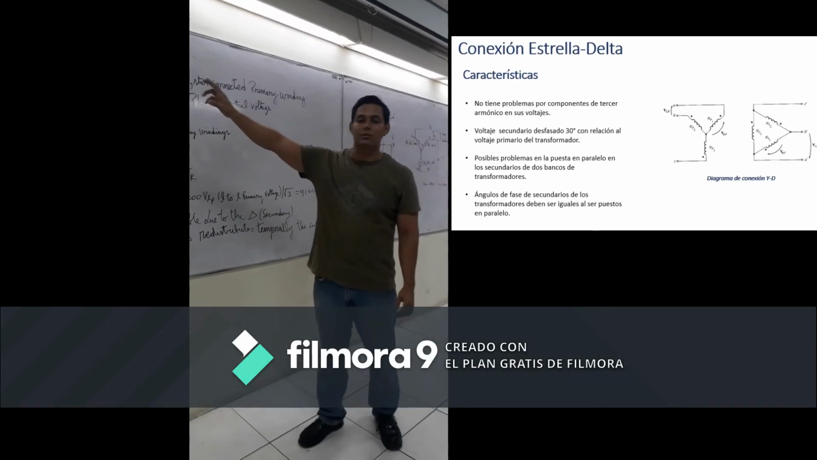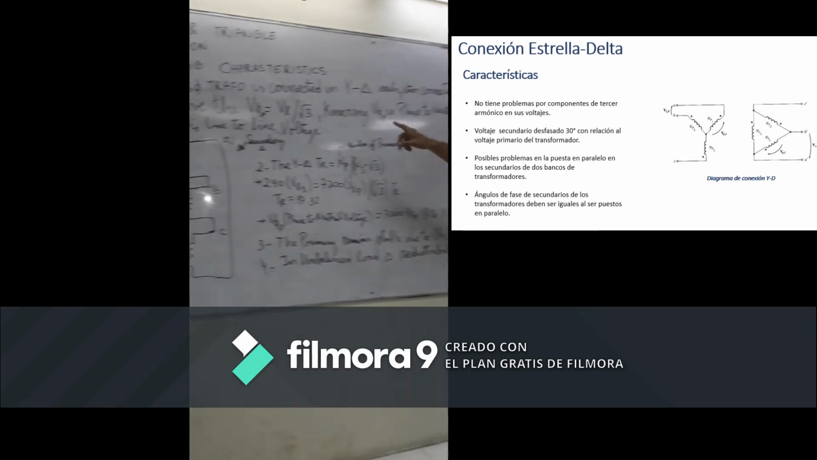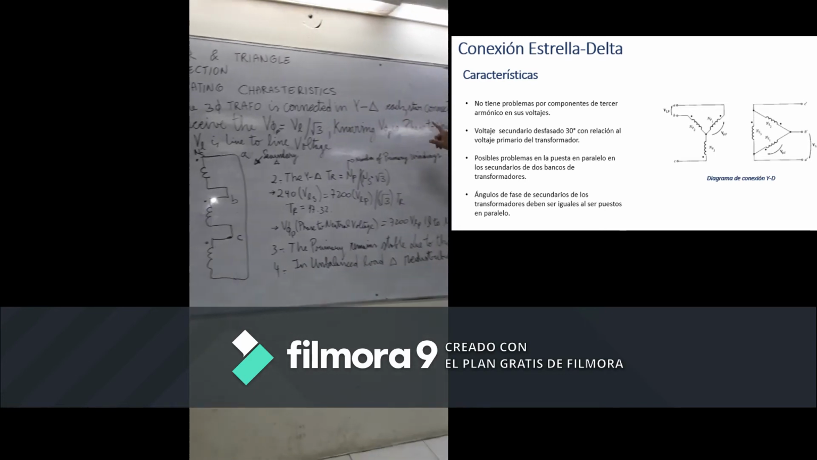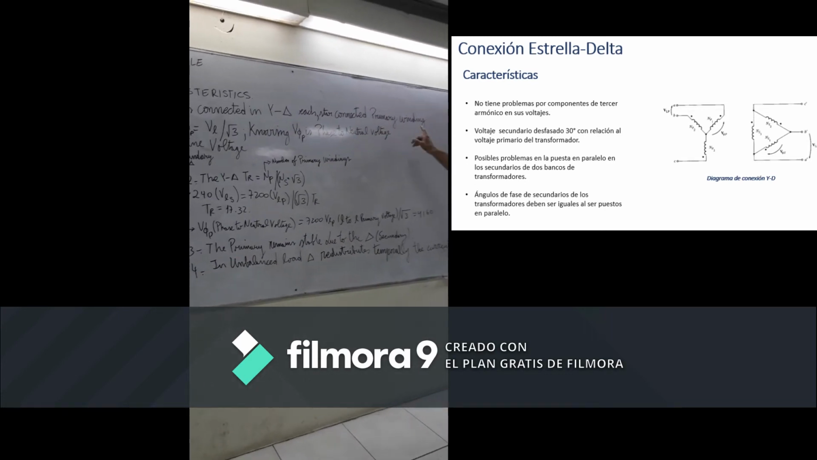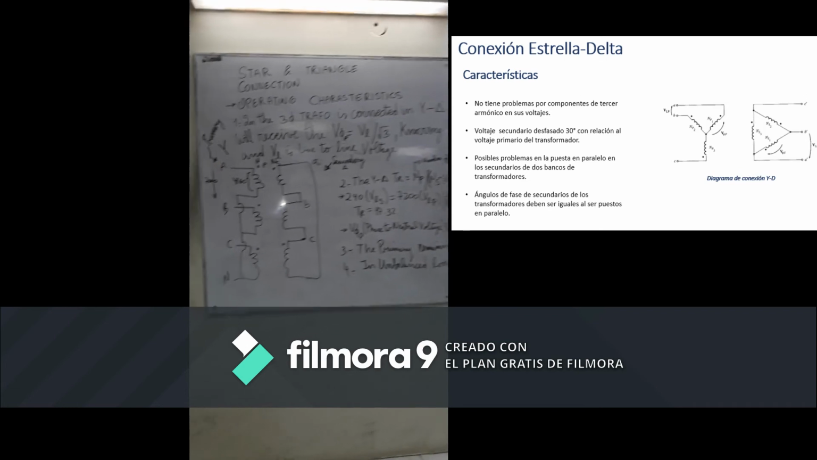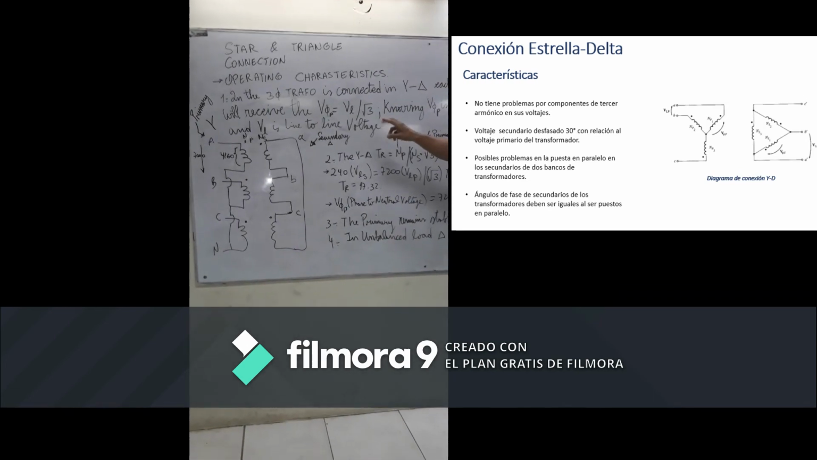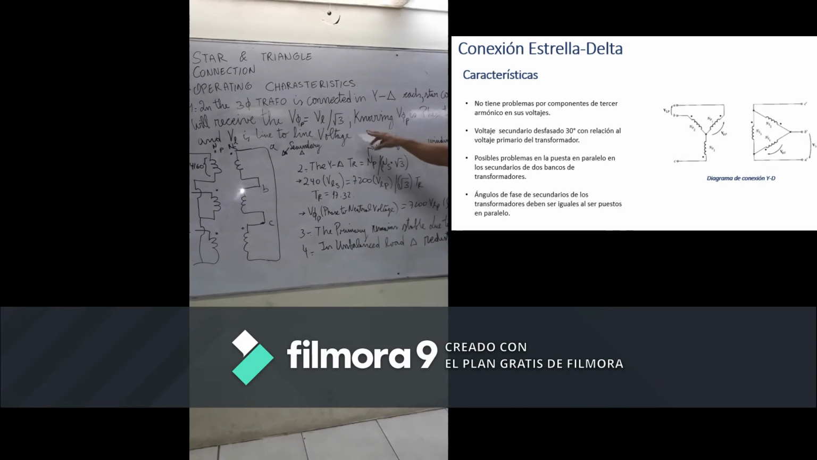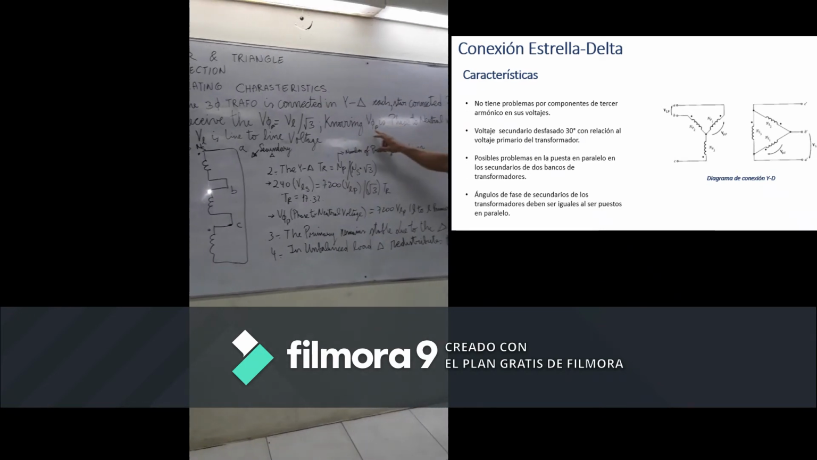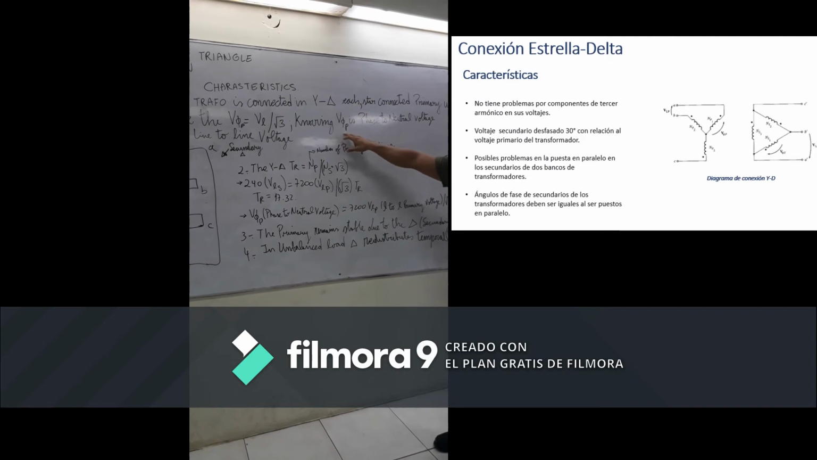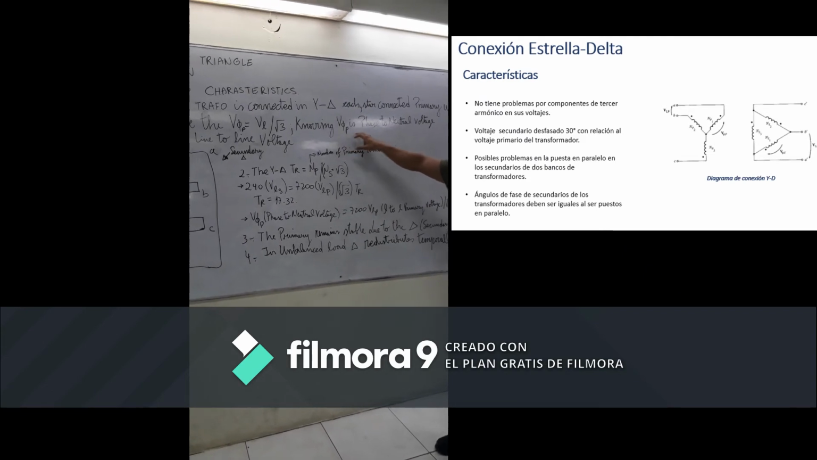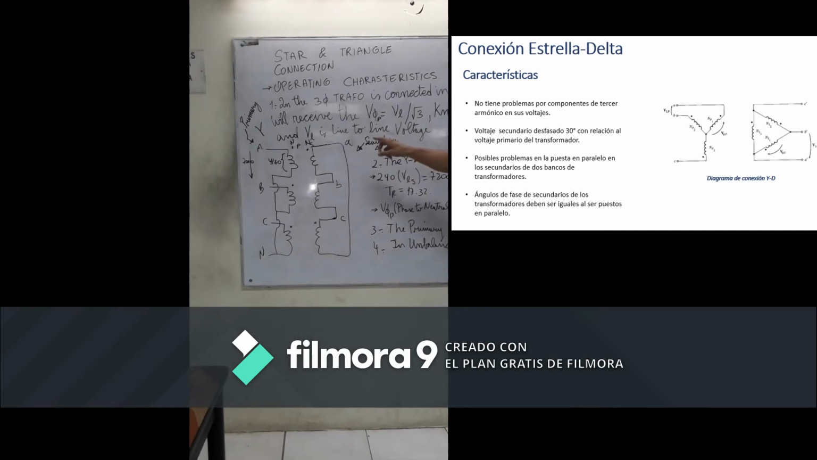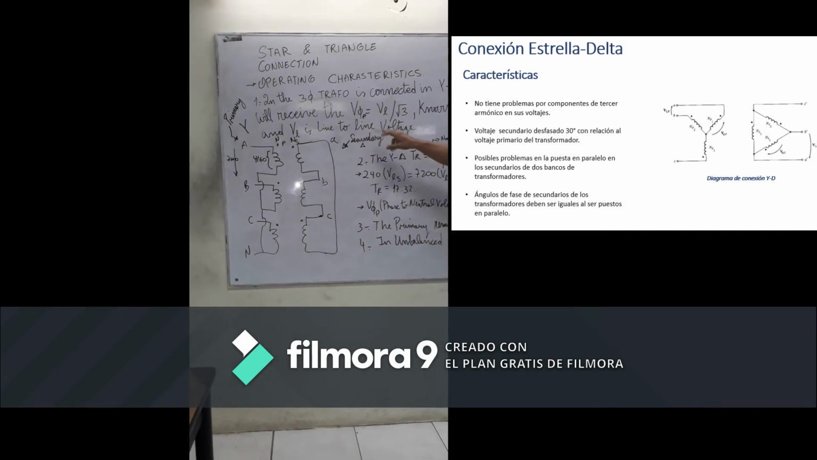Good afternoon guys, my name is Johnson. The star and triangle connection, operating characteristics. If the three-phase transformer is connected in star and delta, each star-connected primary winding will receive the primary phase voltage, equal to the line-to-line voltage divided by the square root of 3. The primary phase voltage is the phase-to-neutral voltage and the line-to-line voltage is VL.